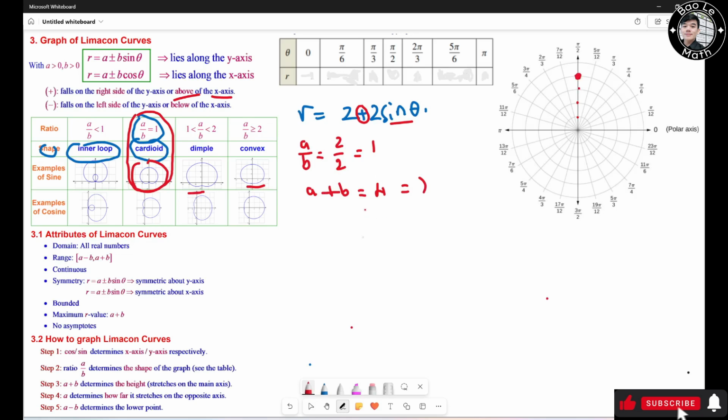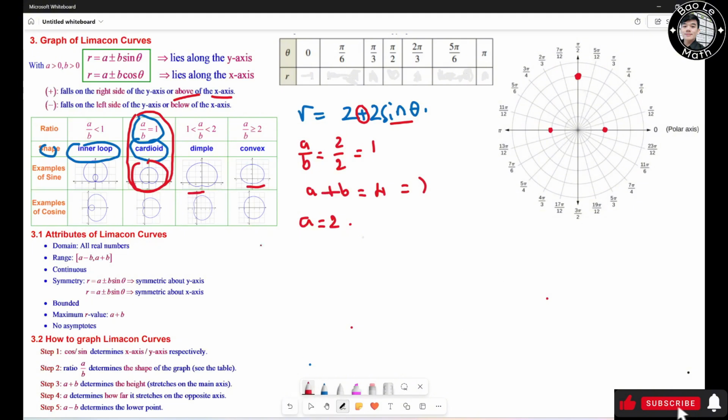Alright, now next one, we need to calculate a. So a equals 2, right? So it tells us that the graph stretches 2 units on each side of the x-axis, right? So this is 1, this is 2, it's gonna be right here. And this one is gonna be right here, right? Now we need to eliminate these points right here.